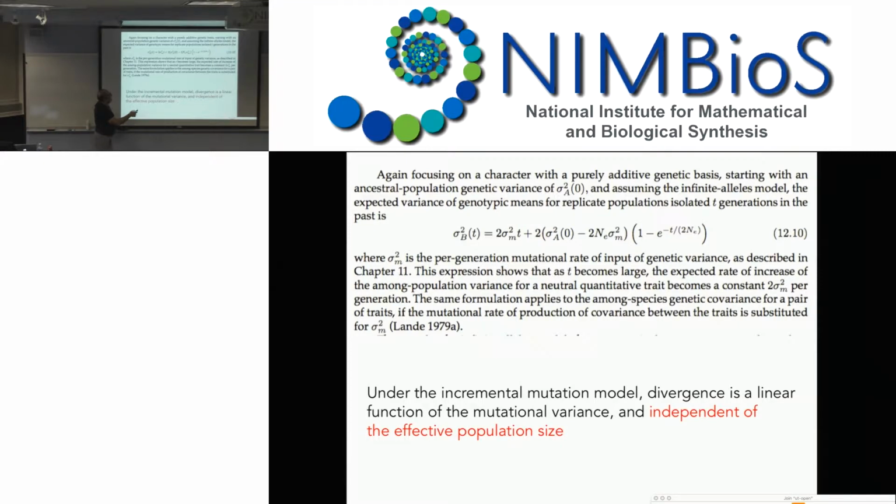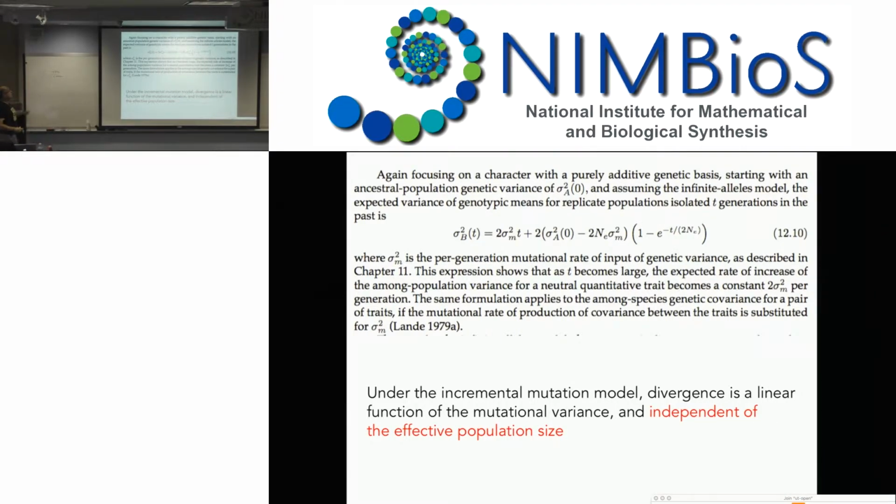You'll notice something here. The decay depends upon the effective population size here. Here, effective population size is no longer present. And one way to think about this is, go over here for a second. So if I have molecular data, for molecular data, the amount of heterozygosity is equal to 4 Ne mu over 1 plus 4 Ne mu.